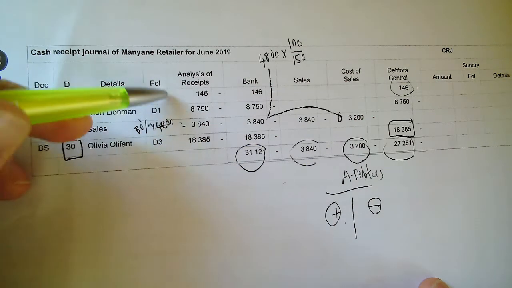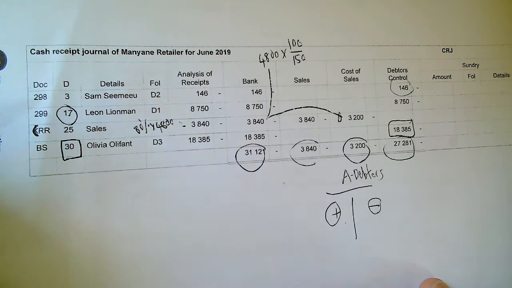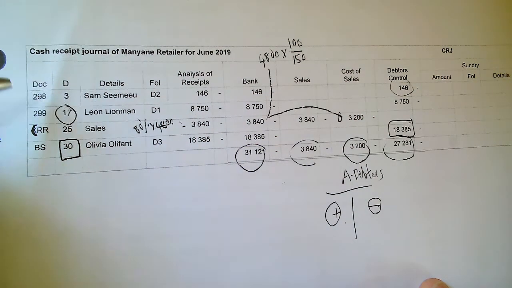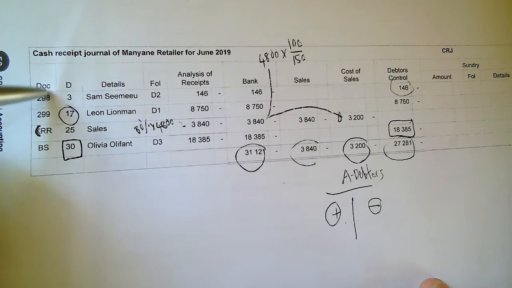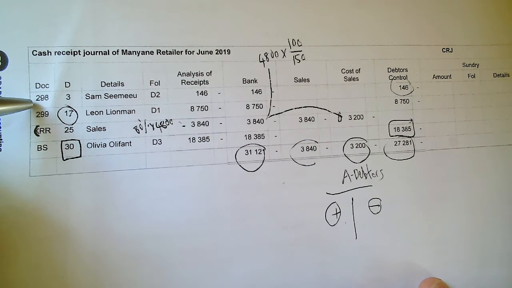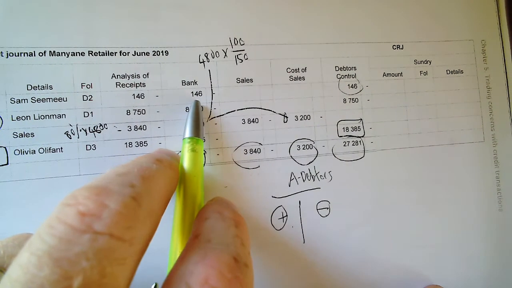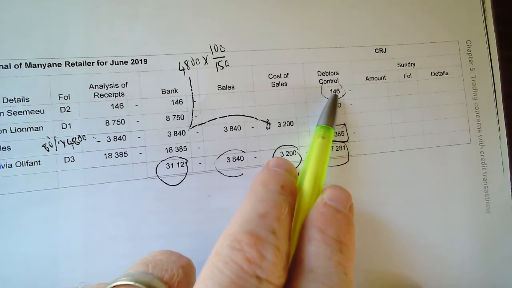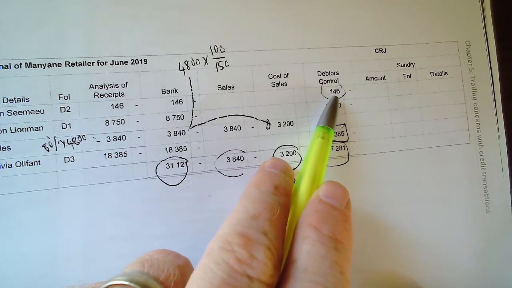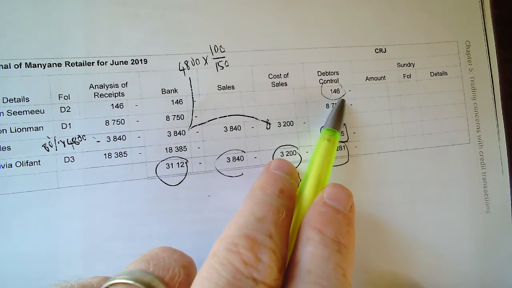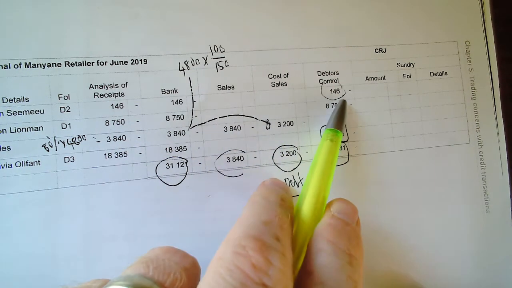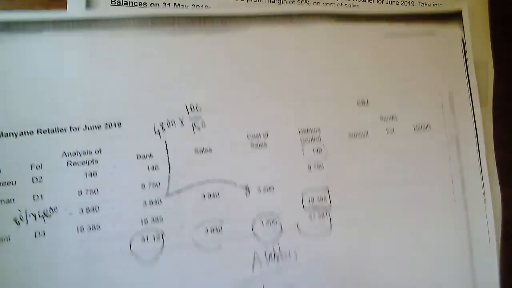And he is debtor number 2, Sam CMU, details, day, this is a day, and then the source document, the doc will always be the source document, and that's receipt number 298. Okay, now what is this 146? It is a debtor paying, so I have to put it in the debtors control column as well. Okay, so it's in the bank and in the debtors control column. So that was the 3rd.